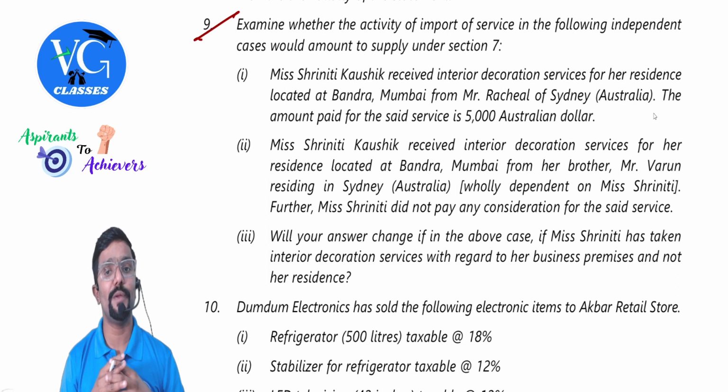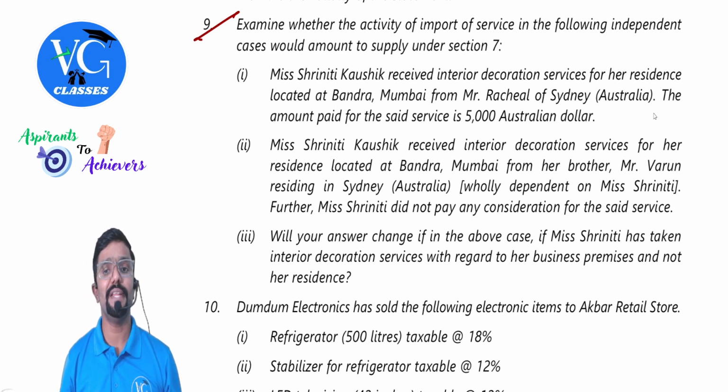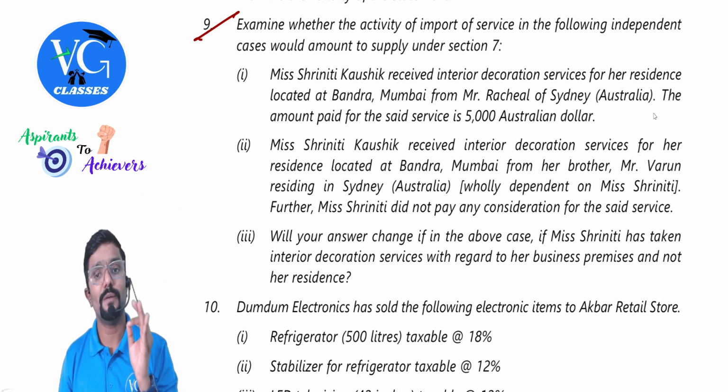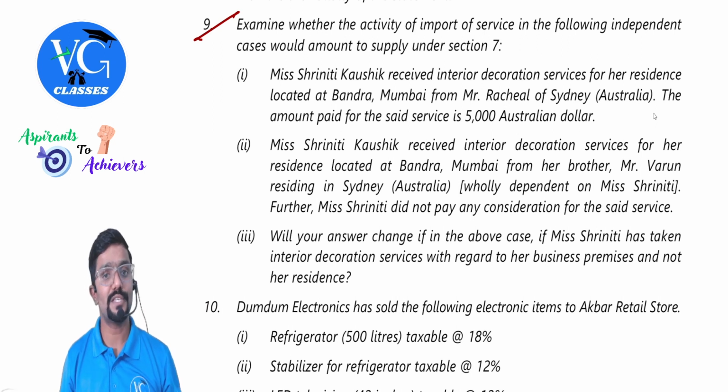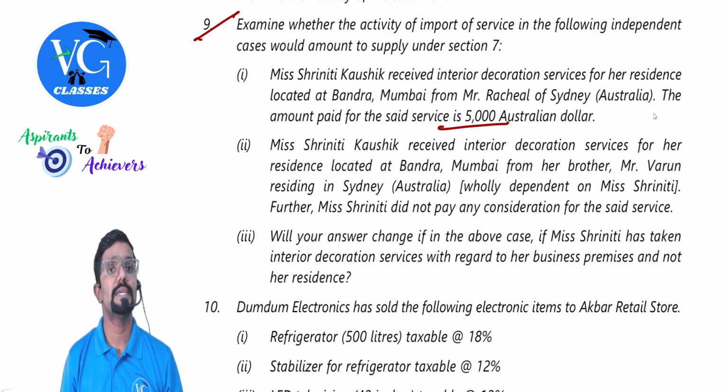Examine whether the activity of import of service in the following independent cases would amount to supply under Section 7. Ms. Sriniti Kaushik received interior decoration services for her residence located at Bandra, Mumbai, from Mr. Rachel of Sydney, Australia. For her residence means personal. The amount paid for said service is 5,000. Guys, consideration is there. So is it a supply?